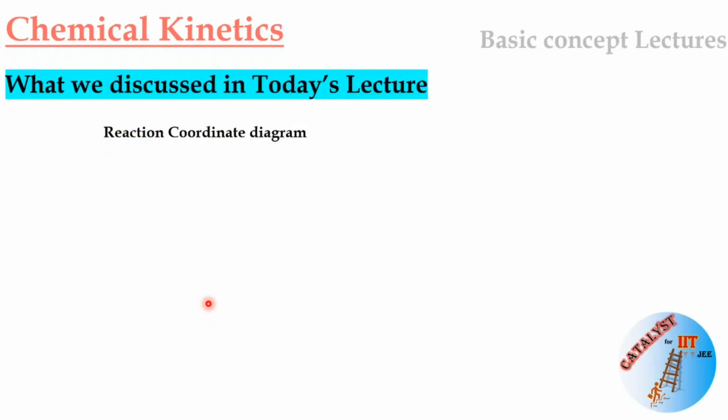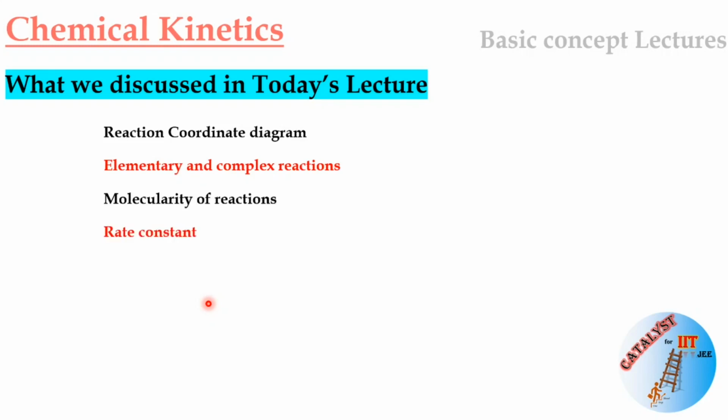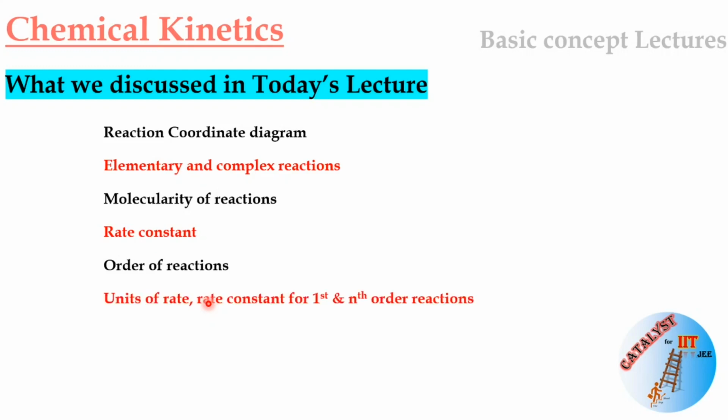Okay, so in this lecture we discussed the reaction coordinate diagram. We also discussed elementary and complex reactions. We talked about molecularity, rate constant, order of a reaction, and also the units of rate and rate constant for first and nth order reactions. From the nth order reaction you can find out the rate constant and units of rate for zero order, second order, first order, third order, fourth order, or any order reaction you want. We also solved two problems and found their solutions. We also gave one assignment.